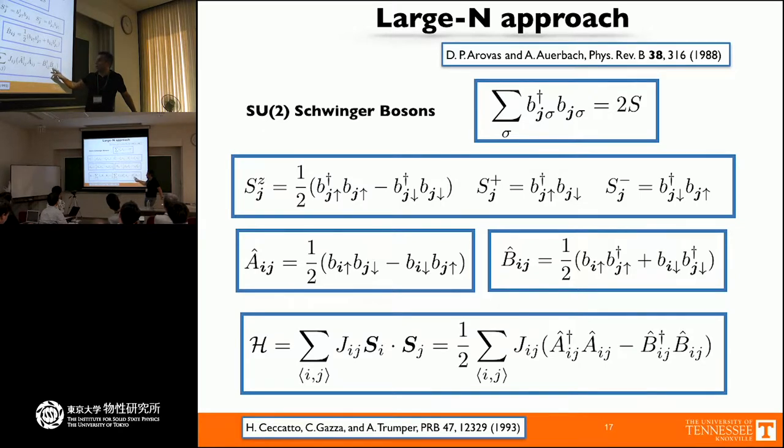Okay, so now one can write the Heisenberg Hamiltonian in this way, right? This leads to a natural mean field decoupling. That is usually what is done for solving these Schwinger boson theories at the mean field level. Again, our goal is to go beyond mean field, so we have to do something else, right? And I will explain that in a moment.